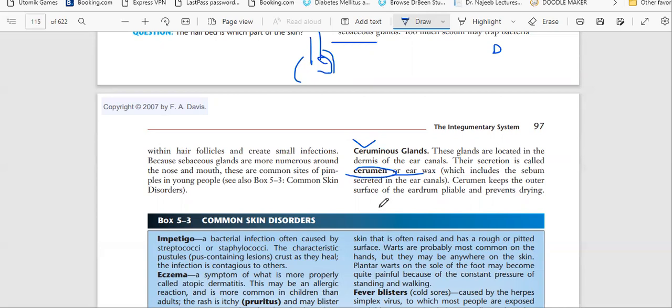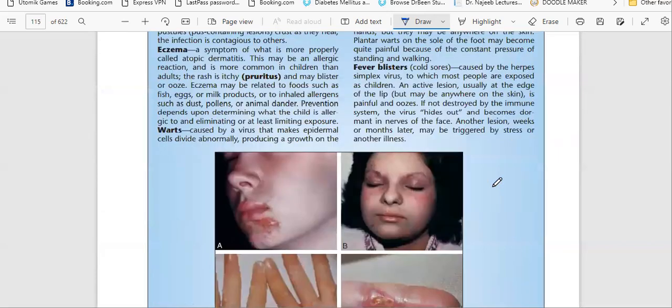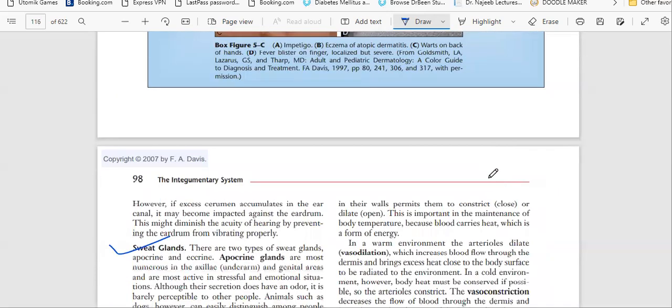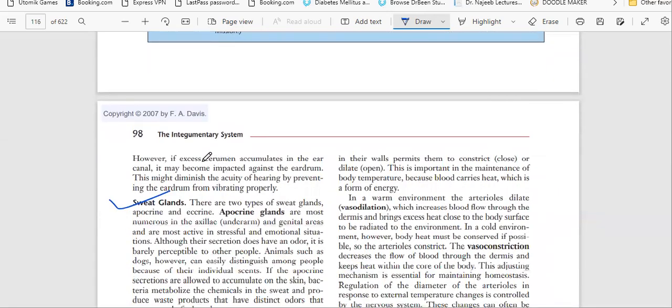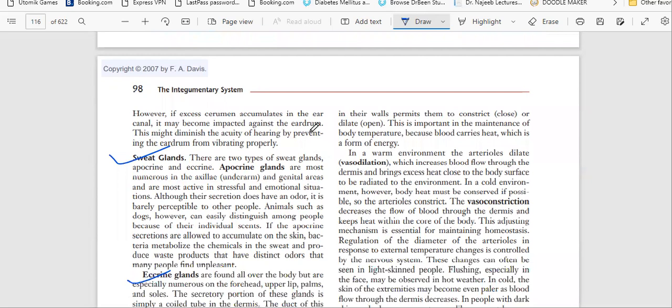Cerumen keeps the outer surface of the eardrum pliable and prevents drying. We have to remember that. However, if excess cerumen accumulates in the ear canal, it may become impacted against the eardrum. This might damage the acuity of hearing by preventing the eardrum from vibrating properly.